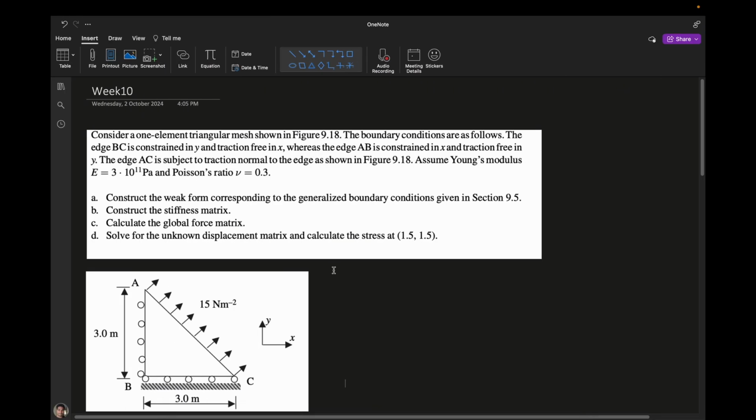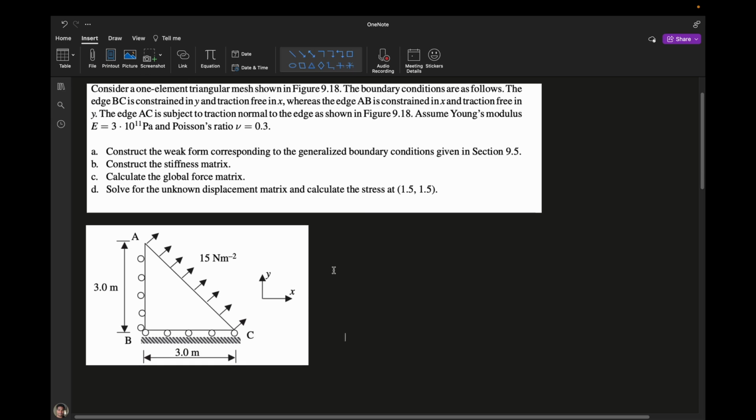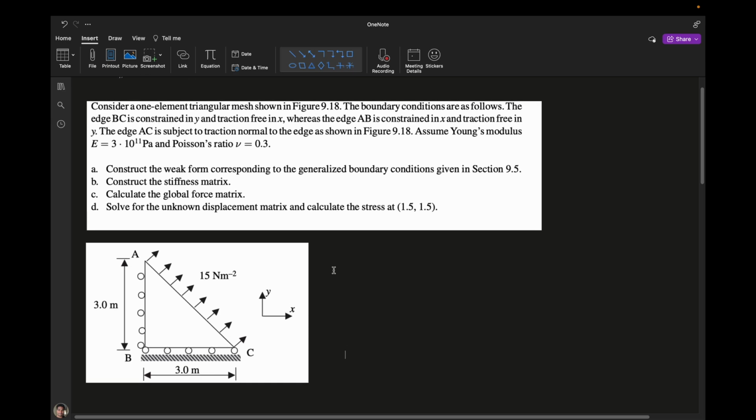You can see that there is a problem saying that there is a one element triangular mesh, which is shown in the figure. The edge BC is constrained to move in the y direction and free to move in the x direction, and AB is constrained to move in the x direction, and it is traction free in the y direction. The edge AC is subjected to traction normal to the edge, as shown in the figure.